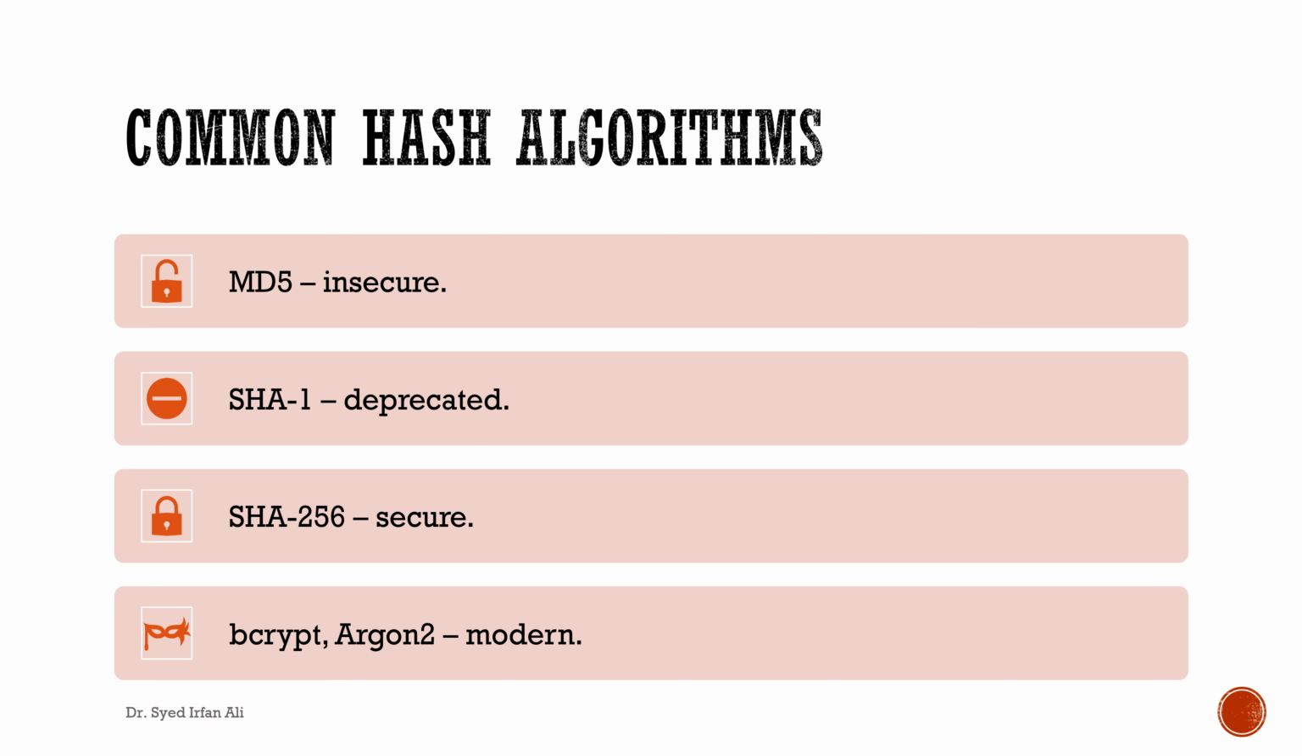Some common hash algorithms are MD5, which is not secure now. SHA-1, which is deprecated. SHA-256, which is widely used and secure. bcrypt and Argon2 are modern and highly secure password hashing algorithms.